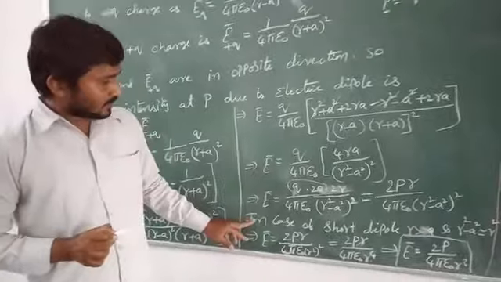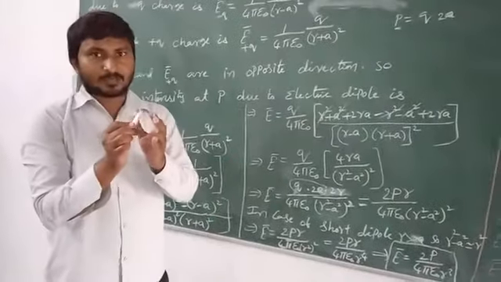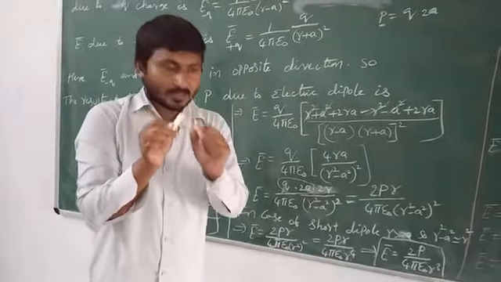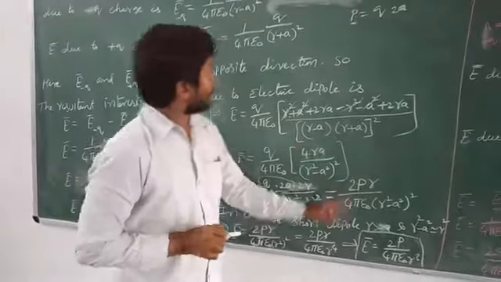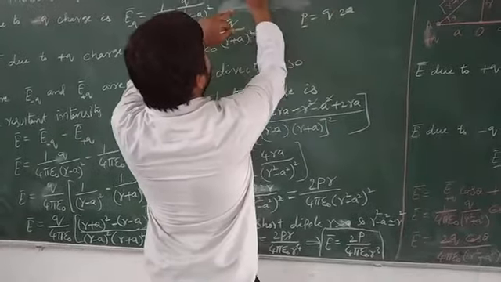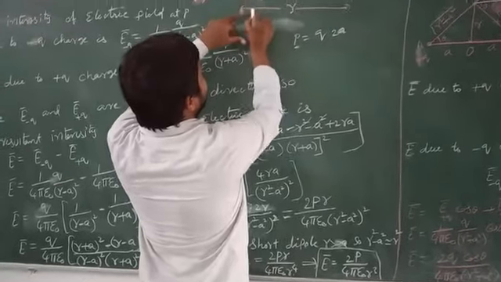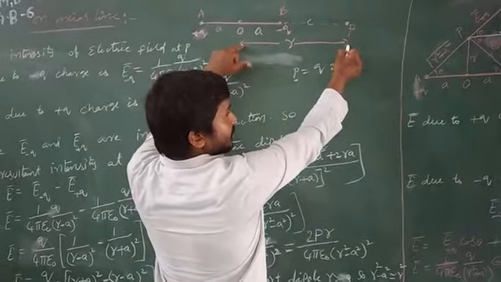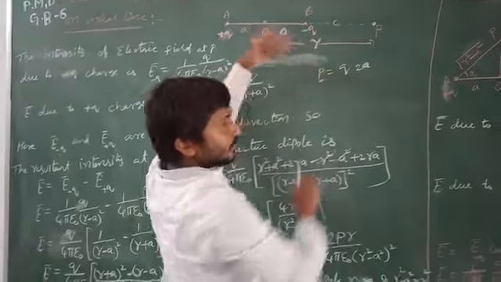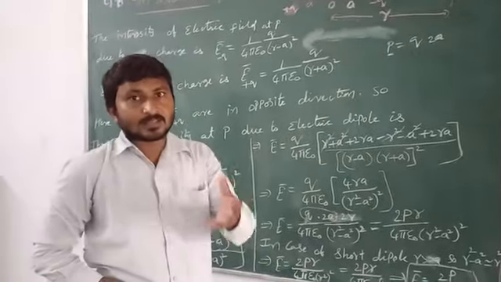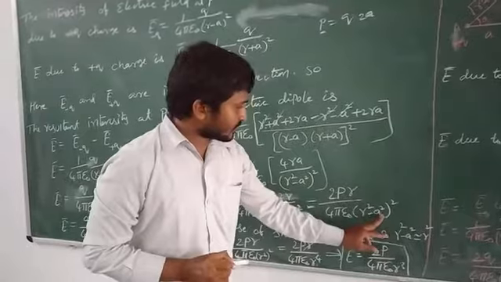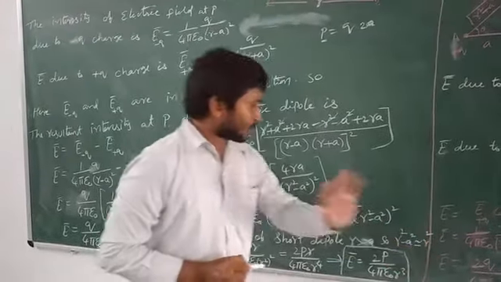But suppose the dipole is very short, that is, the distance between the two charges is very small. In case of a short dipole, this distance r is far greater than a. This distance is much larger than that one, so when compared, a is very small and can be neglected. Then r² − a² is nearly equal to r².